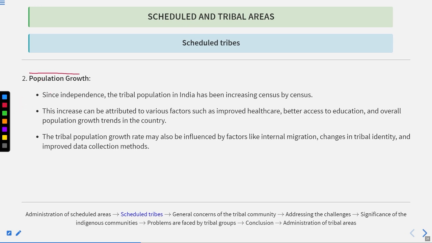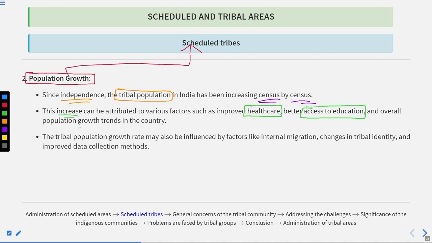Thereafter, we had discussed the population growth factor under the scheduled tribes. What we have seen is that since independence, the tribal population in India has been on the increase, census by census. It means the data in one census gets changed in the next census. That is the main thing. This increase could be attributed to various factors like improvement in healthcare, better access to education, and overall population growth trends in the country.